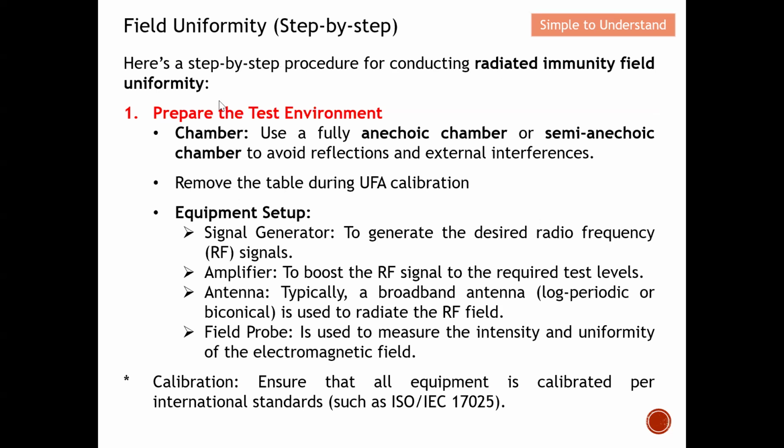Step number one, we need to prepare the test environment. As I mentioned earlier, we need to have a chamber. We can use either an anechoic chamber or a semi-anechoic chamber. Why we want to use a chamber is, firstly, we want to avoid reflection. Once we use a chamber, we can minimize the reflection by putting, for example, ferrite tiles or absorbers to prevent reflection. The chamber also prevents any external interference from upsetting our result. In short, the chamber contains the environment and doesn't allow any external signal to enter.